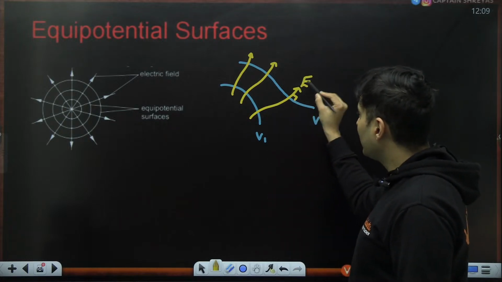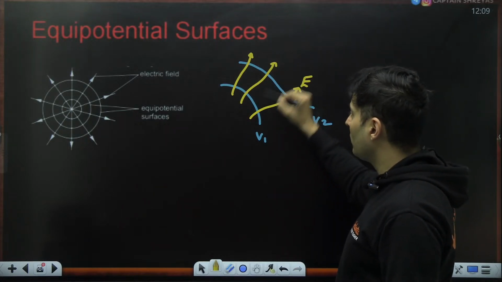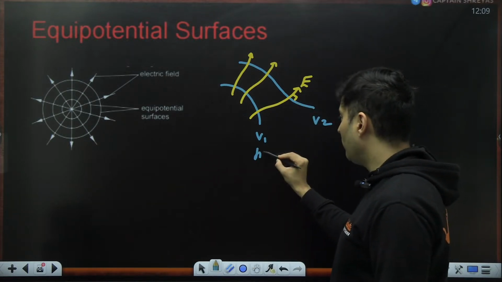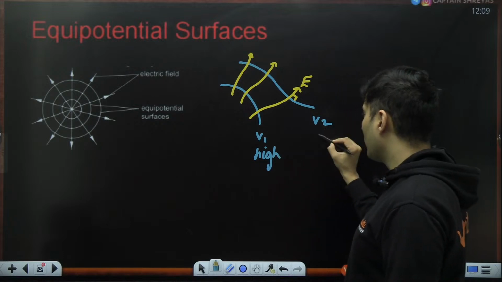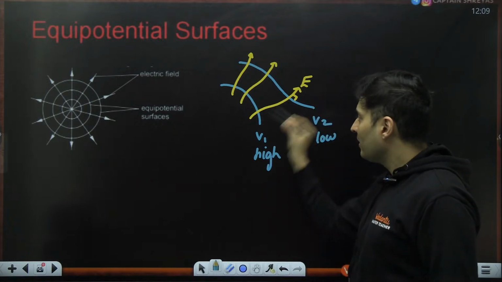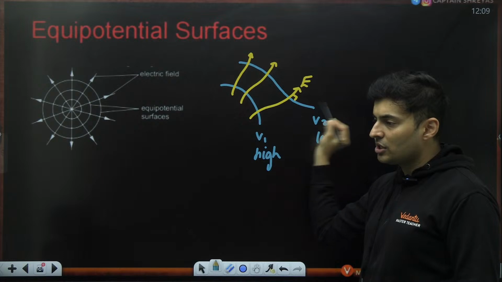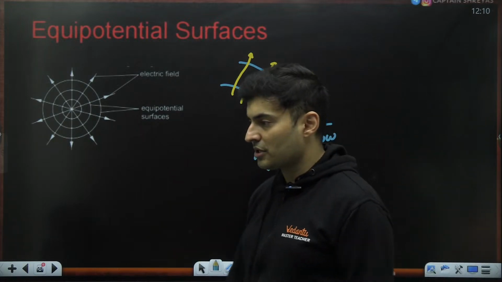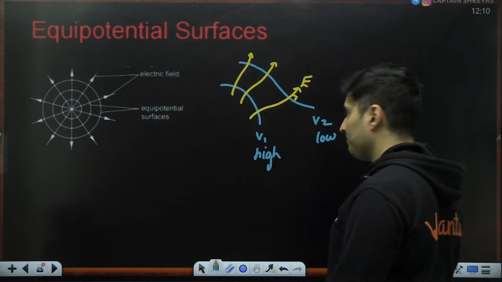And if the electric field or the gravitational field is going from this point to this point, that means the potential of 1 will be higher and potential of 2 will be lower, meaning the field always goes from higher voltage to a lower voltage, or higher potential to a lower potential. Keep these points in mind.